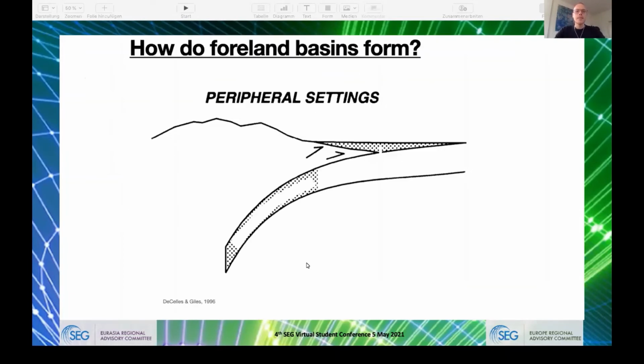So in our case, we have here the collision of the European and Adriatic plate, thereby creating the Alpine orogen. And the European plate is being subducted below the Adriatic plate. And in the foreland of the orogen, so of the Alps, we are creating this foreland basin here. So there are three different mechanisms that lead to the subsidence of this basin.